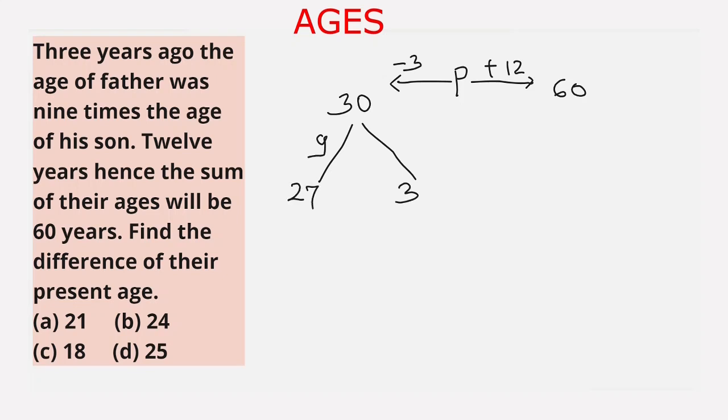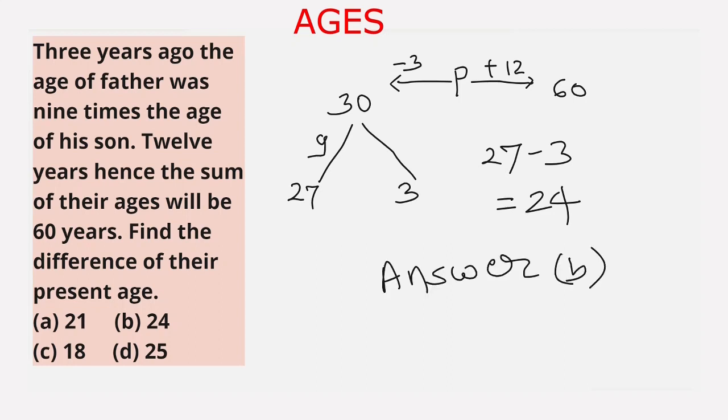And their difference, 27 and 3, comes out to be 24. Thus 27 minus 3 is 24, which is the age difference between father and son. And this difference will continue to remain whether it is 3 years ago or 3 years hence. Hence our answer is option B, 24 years. We go to the next question.